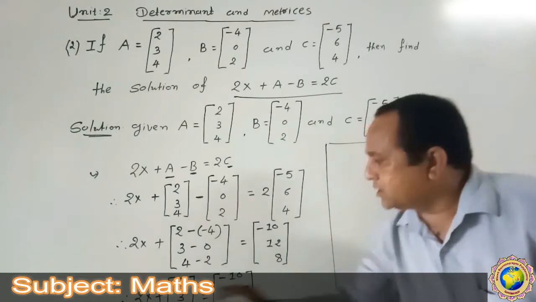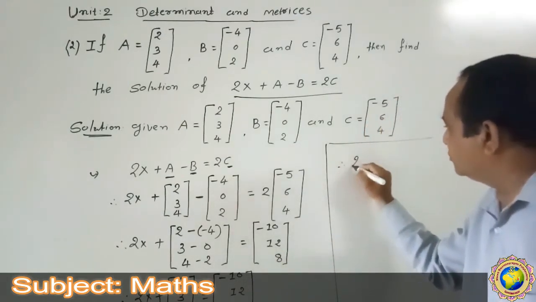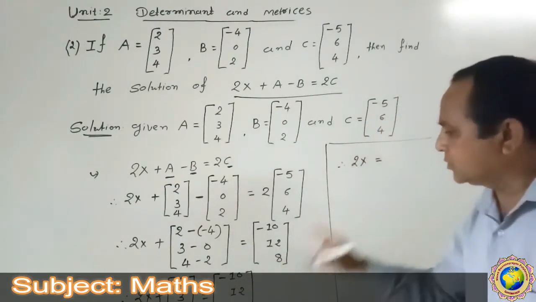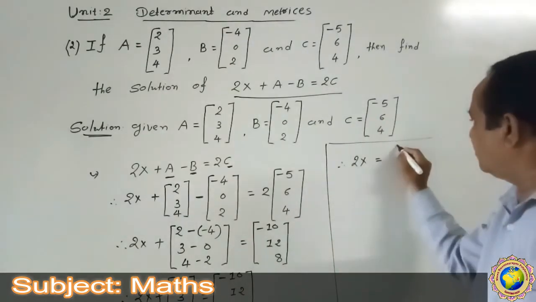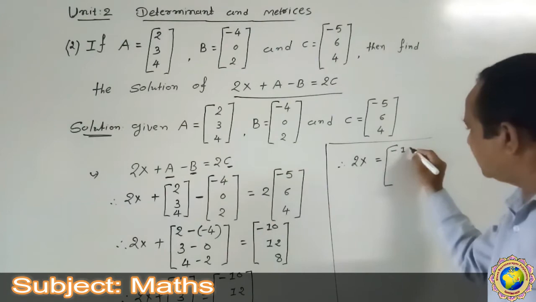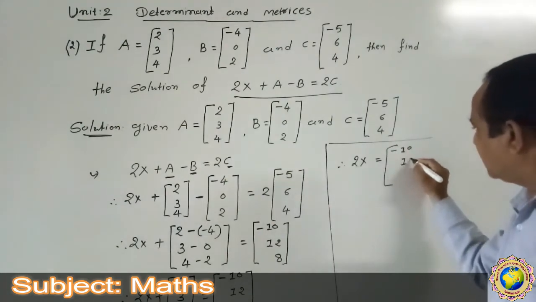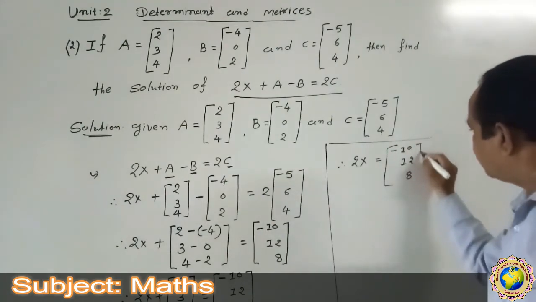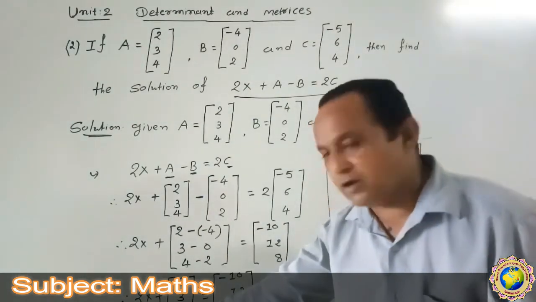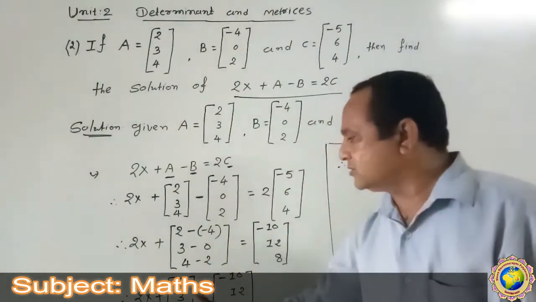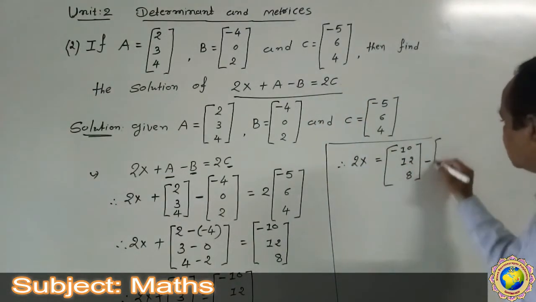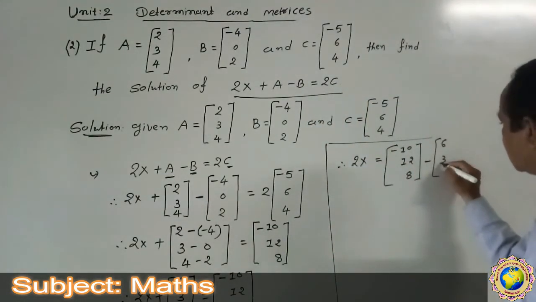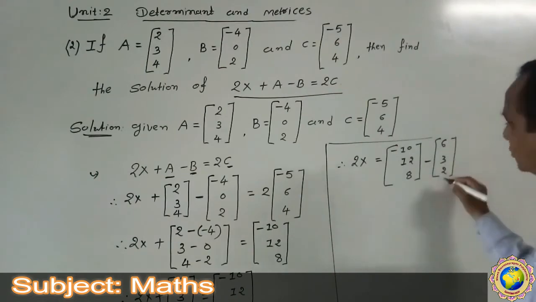12, and 8. Now 2x is equal to the first matrix: minus 10, 12 and 8. This side plus, then other side minus. So minus 6, 3 and 2.